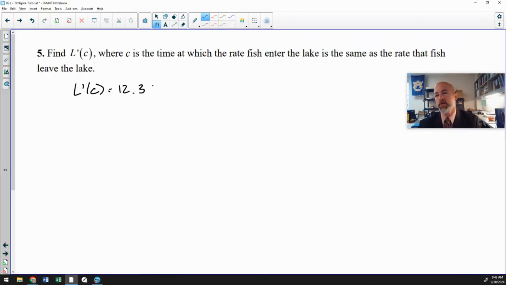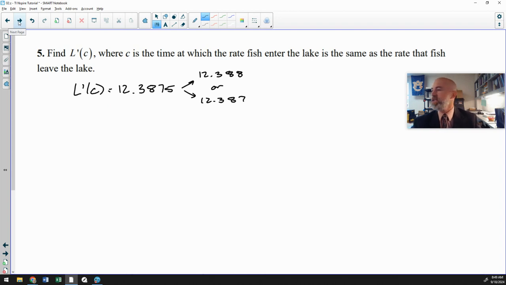So I'm going to write L prime of C is 12.3875. And again, that can be rounded up, 12.388, or you can truncate that at 12.387, or you could leave it as 12.3875. Any of those would be acceptable because those first 3 decimals in all of those answers are accurate. So there's how you would compute the value of a derivative at a point.